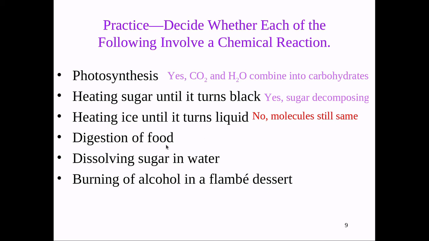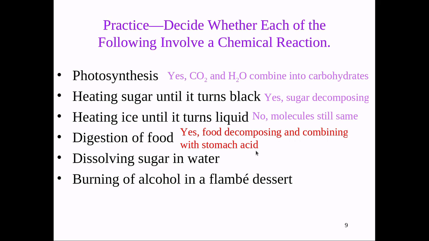And that is a phase change, and we know that those are only physical changes. The digestion of food, is that a chemical change? It sure is. The food gets decomposed, and when it combines with your stomach acid, it ultimately produces something that does not at all resemble the original food.